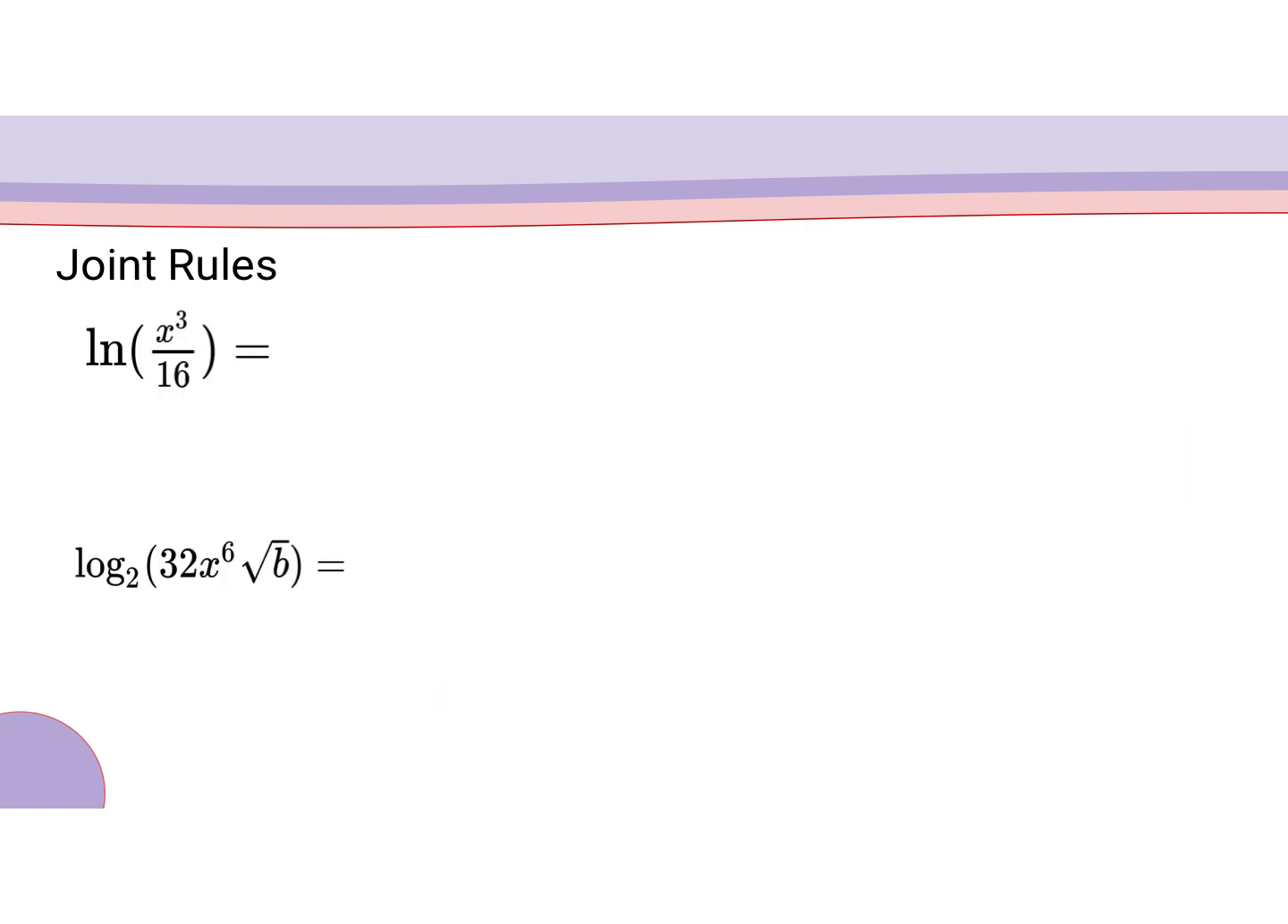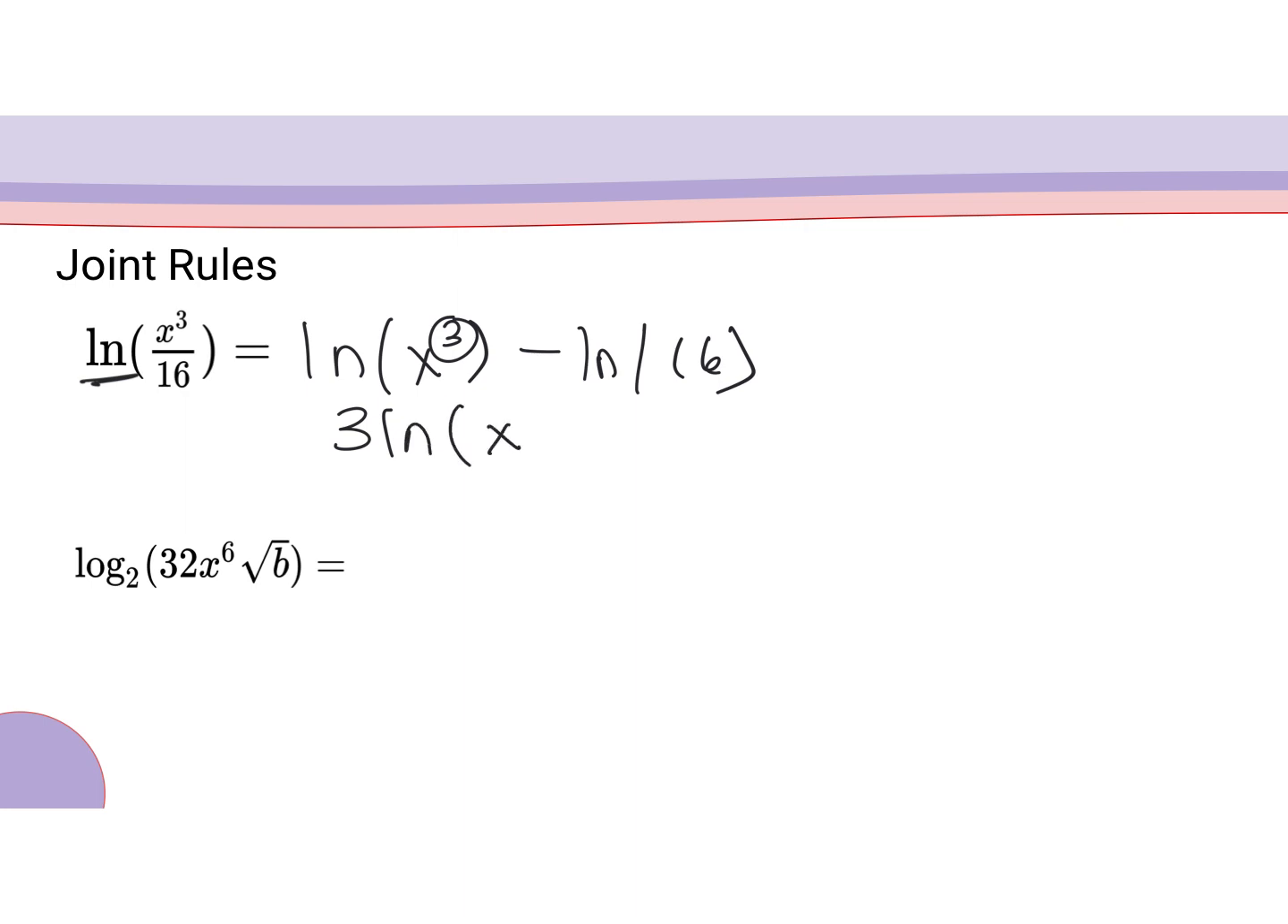So again, just reiterating how to apply these rules together. With this natural log, I first need to separate the division: natural log of x cubed minus natural log of 16. Since this has a power, I can rewrite it as 3 times natural log of x. Now 16 can be rewritten as 4 squared, and because of that, I can rewrite this natural log as minus 2 natural log 4.